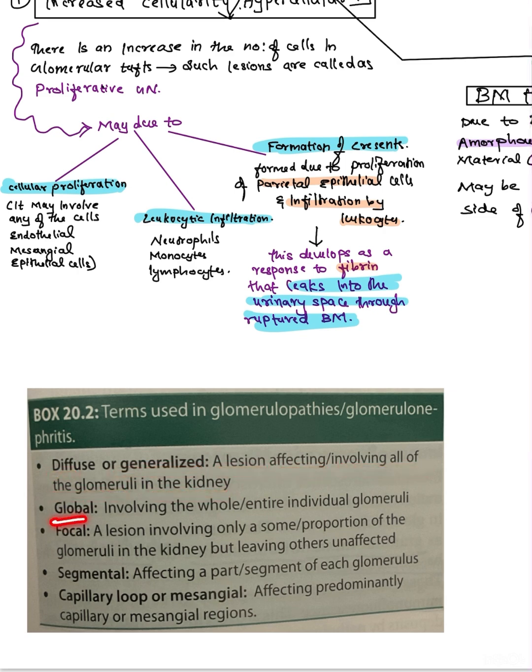And what does global mean? Global means it involves the whole or entire individual glomerulus. And what is focal? Focal is a lesion involving only some of the glomeruli in the kidney and leaving others unaffected. So there will be an unaffected portion and an affected portion. What is segmental? It involves a segment of each glomerulus. And capillary loop or mesangial, affecting predominantly the capillary or mesangial region.